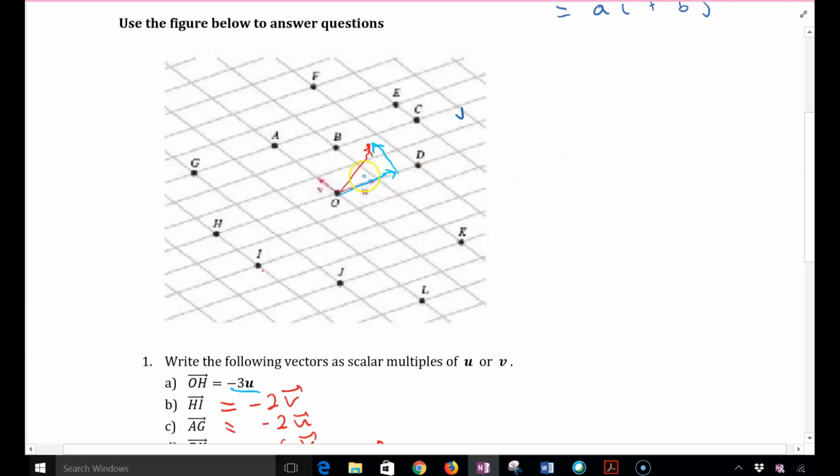So for instance, that vector right there, which I've labeled in red, would have some scalar multiple of u, right? So it's a non-integer scalar multiple of u, and a non-integer scalar multiple of v. All right, and we add those two together, we would get the coordinates of that point relative to that coordinate axis. Okay, so that's it for this video.